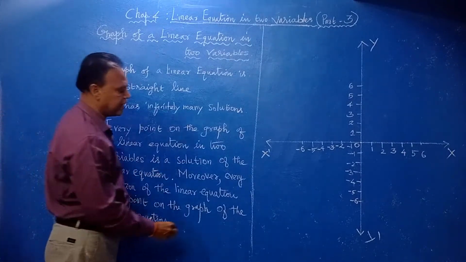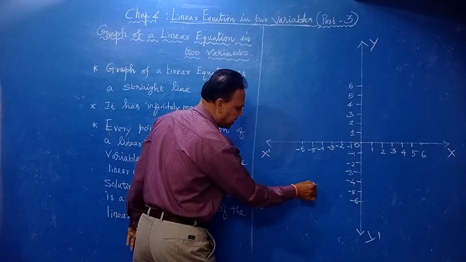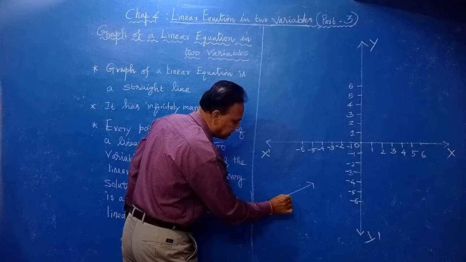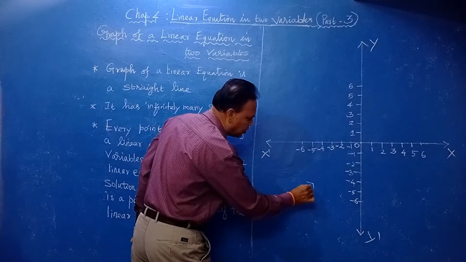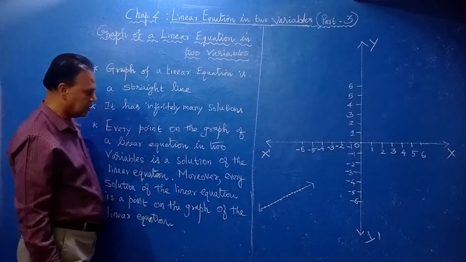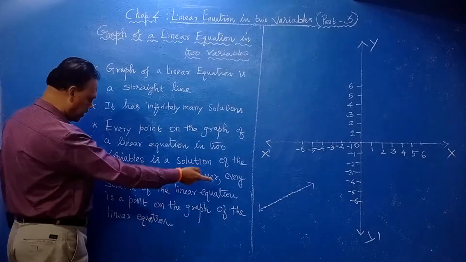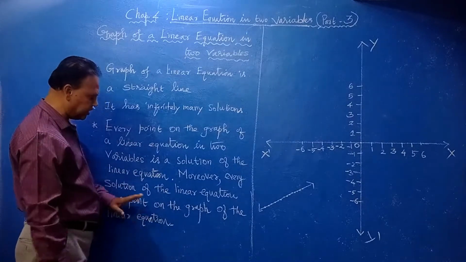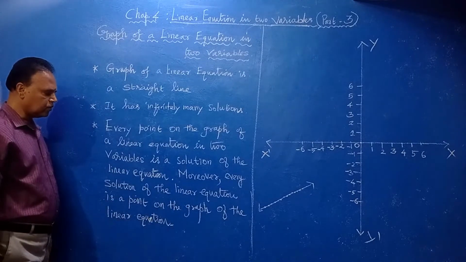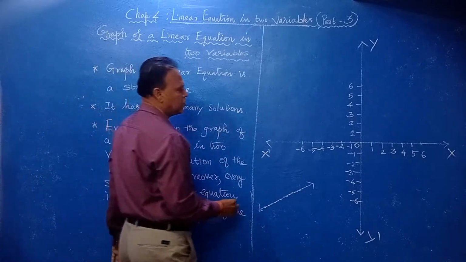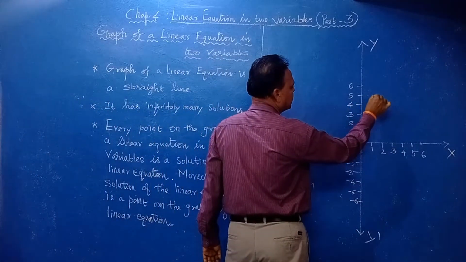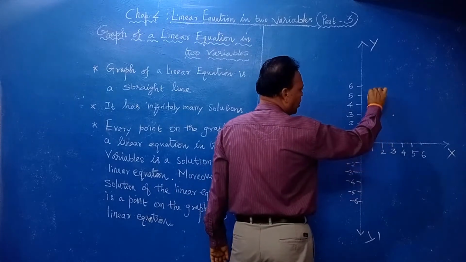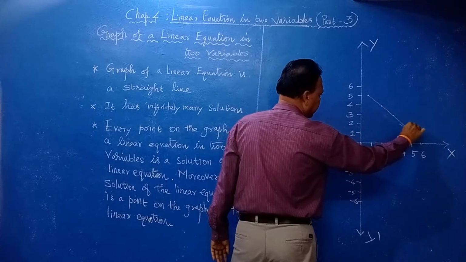Okay, you draw a straight line. Drawing a straight line means each and every point, you have so many points, clear? Each and every point is a solution of the linear equation in two variables. Moreover, every solution of the linear equation is a point on the graph of the linear equation. Every solution you plot, this is one solution, here this is another solution, this is another. Then you join them and you will get a straight line.